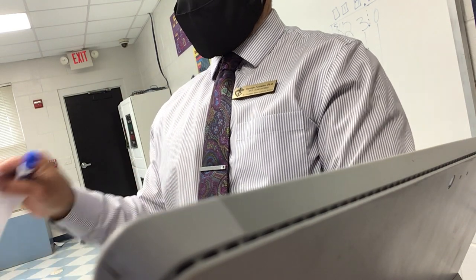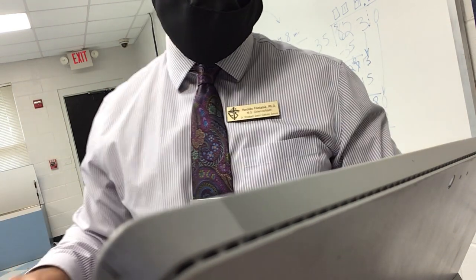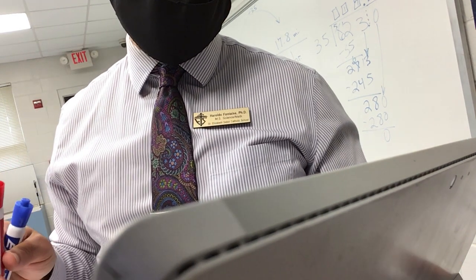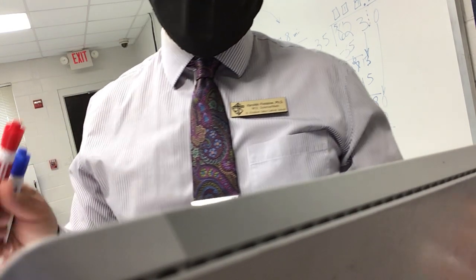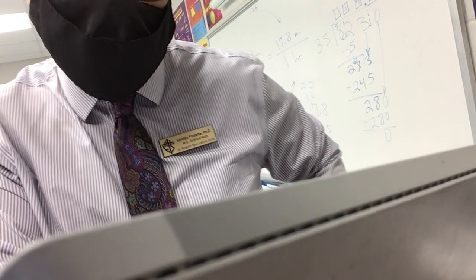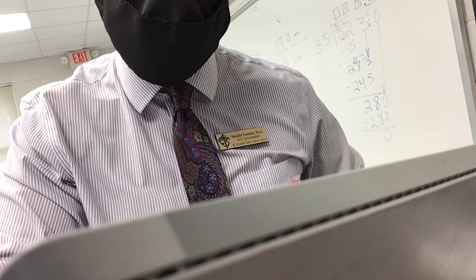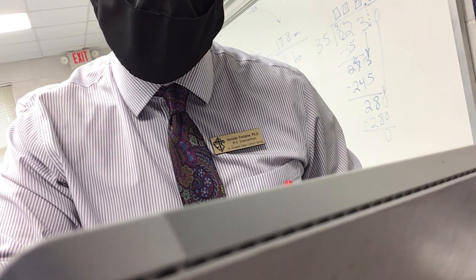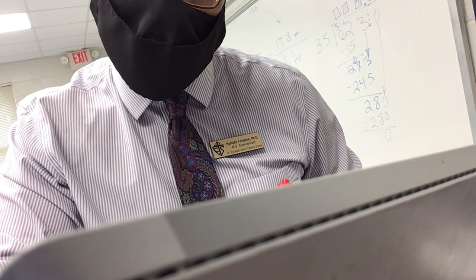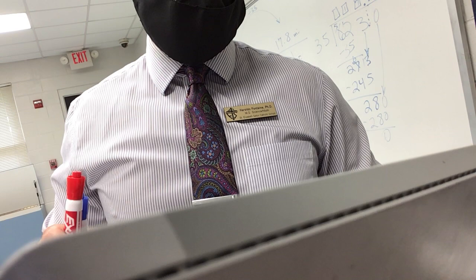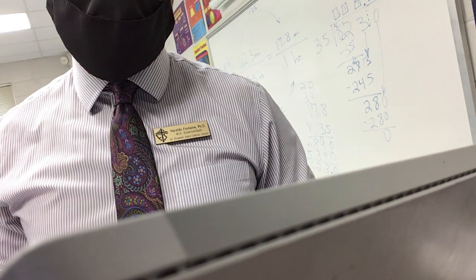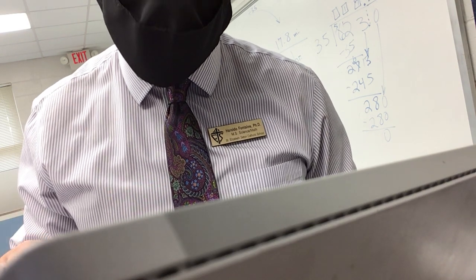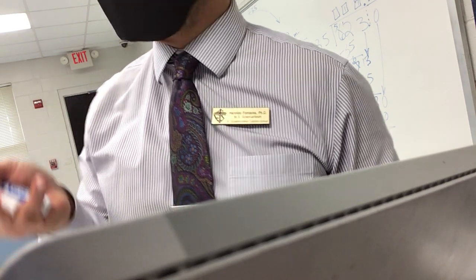That was number 9. Number 10 was extra credit, I said. And happy Thanksgiving. So number 10, the question is explain how dividing by a decimal is different from dividing by a whole number and how it is similar. Okay, so when you divide by a decimal, you first multiply the dividend and the divisor by the same power of 10.